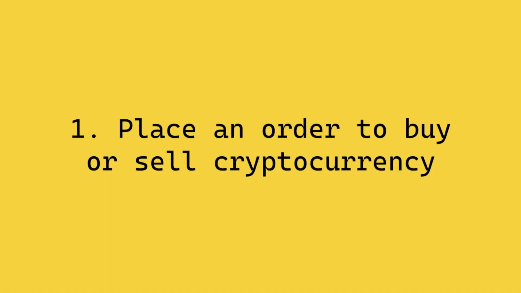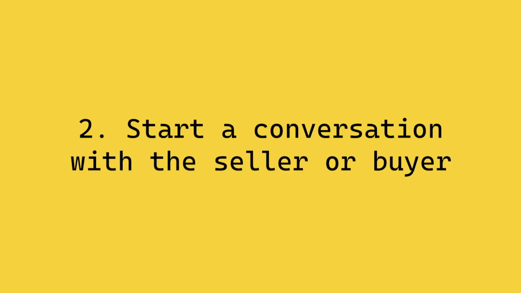The first step is to place an order to either buy or sell cryptocurrency. The cryptocurrency will be moved to the Binance P2P escrow until the transaction is complete. The second step is to start a conversation with the seller or buyer. It is important that you have this conversation on the platform so that you can have it as a form of evidence in case you need to appeal after a dispute.